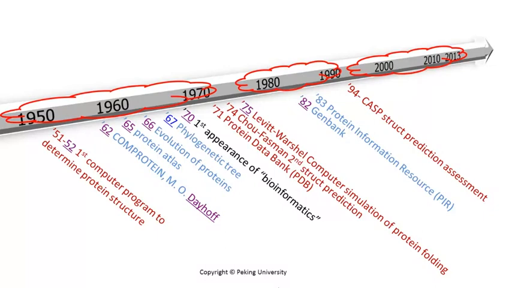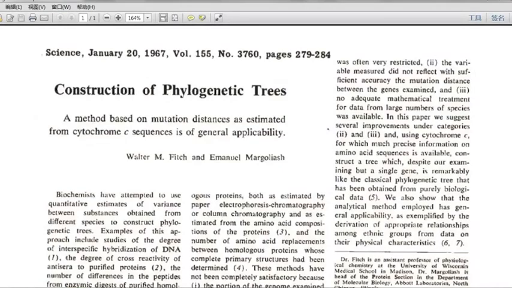In 1967, Walter Fitch and Emmanuel Margoliash published their paper in Science on the construction of phylogenetic trees using computational methods. According to a recollection by Walter Fitch later, he was an assistant professor at the University of Wisconsin-Madison in 1964. He saw the importance and feasibility of constructing phylogenetic trees and started to write an algorithm and computer program for it.